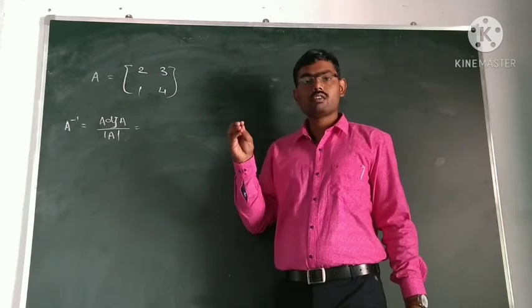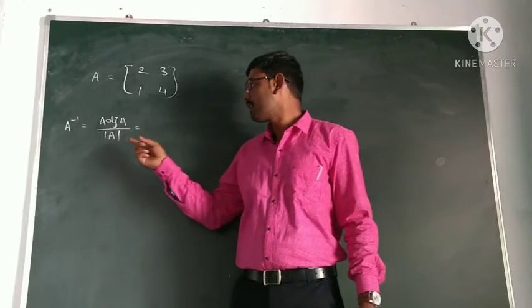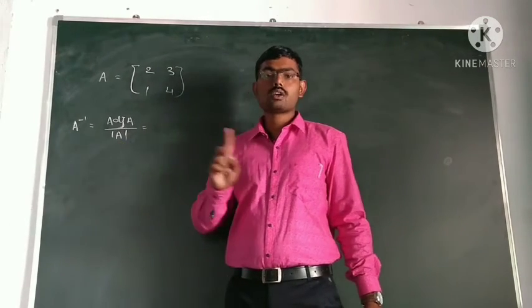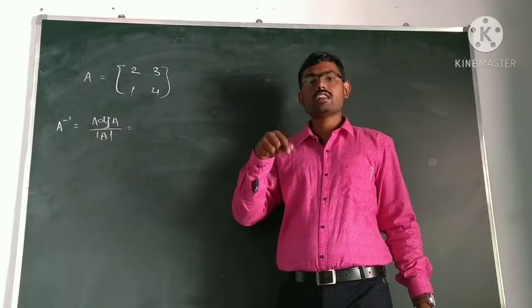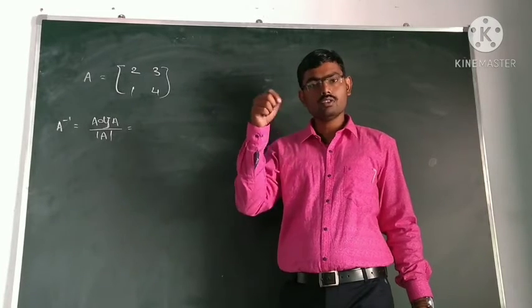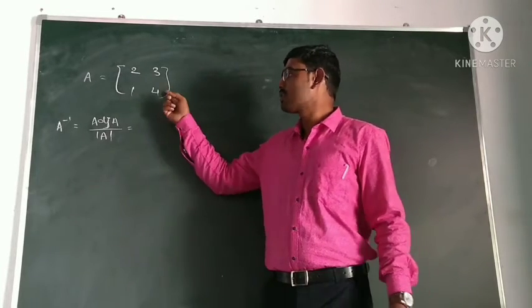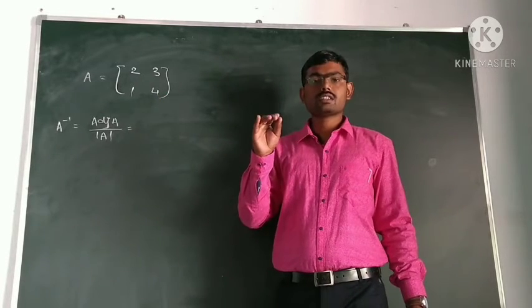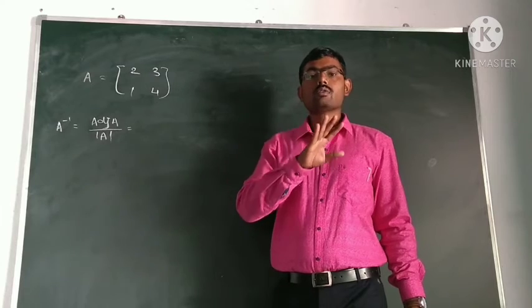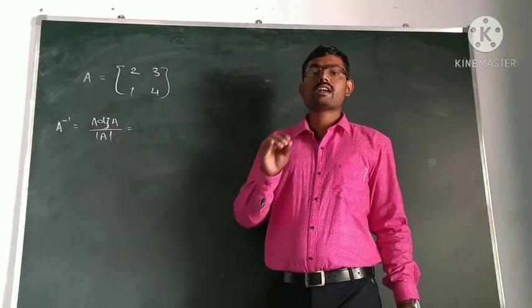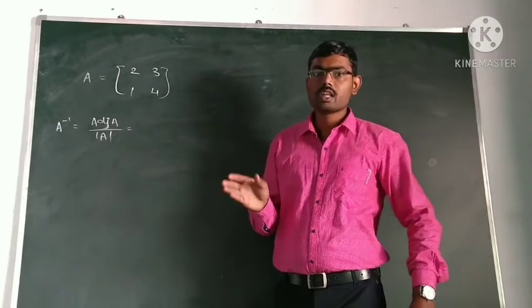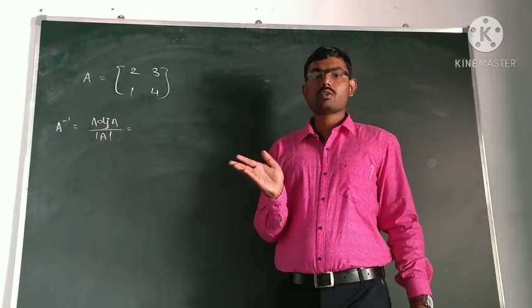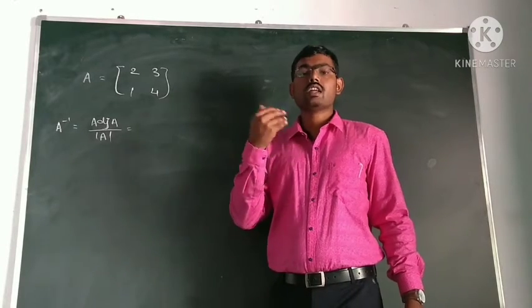So for invertible matrices, determinant must be not equal to 0. Determinant must be any number not equal to 0. If the determinant is equal to 0, the matrix is not invertible. That is, determinant of the matrix equal to 0, so inverse does not exist. So the matrix is not invertible. If determinant is not equal to 0, then the matrix is invertible.